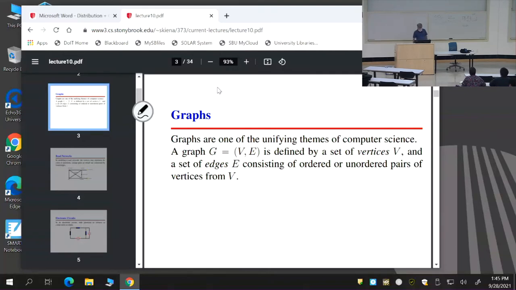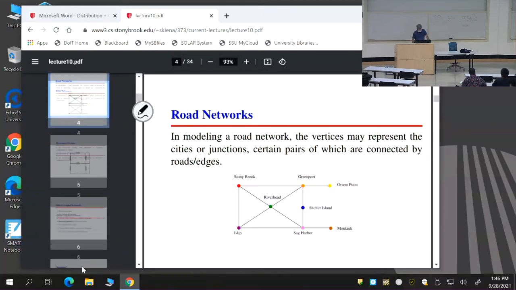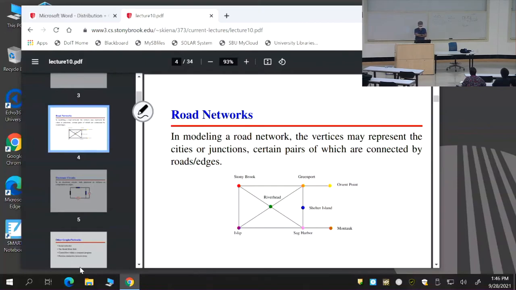So what is a graph? A graph is a structure which is defined by a set of vertices and a set of edges. The edges are, depending upon the graph, either an ordered or an unordered pair of the vertices of the graph. So here is a road network. Road networks are certainly graphs. In the way I modeled this road network, every city in the network is a vertex, and there is an edge between any pair of cities that are connected directly by a road. Does everybody see this idea?